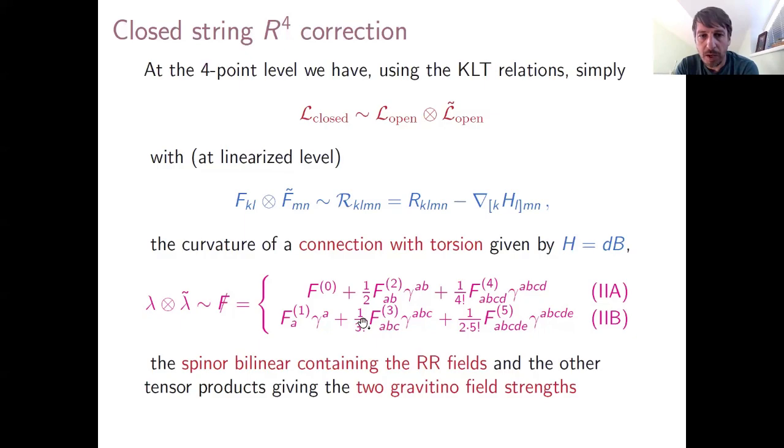So when you expand it out in gamma matrices, you find the Ramond-Ramond fields of either type 2A or type 2B. So in type 2A, we have F0 if you include the Romans mass. You have the field strength of the 1-form contracted with 2 gamma indices, and the field strength of the 3-form contracted with 4 gamma indices in this way. And a similar expression for type 2B. And then we, of course, have tensor products where you take F times lambda or lambda times F, and that will give you the two gravitino field strengths that you have in the closed string case. Okay, so that's how the closed string fields get constructed from tensor products of open string fields.